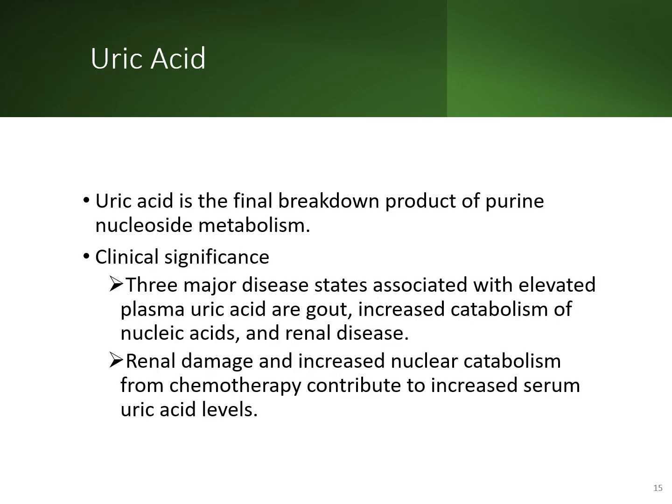Uric acid is the final breakdown product of purine nucleoside metabolism. And so it's typically seen with three major disease states. And so one of those would be elevated plasma uric acid, which is associated with gout, and so that can usually happen within the joints, usually seen within the toe joints, sometimes the knees, but it can really happen in any joint.